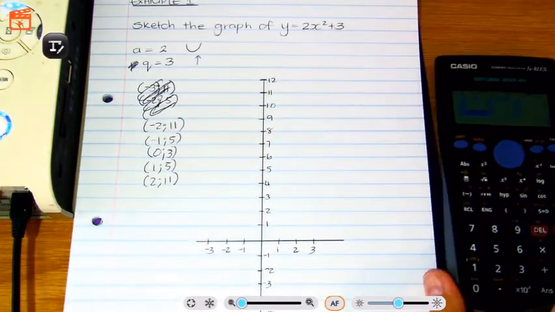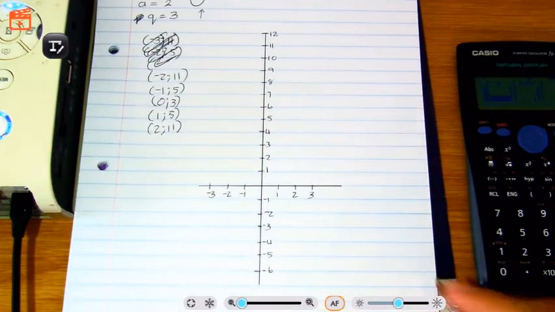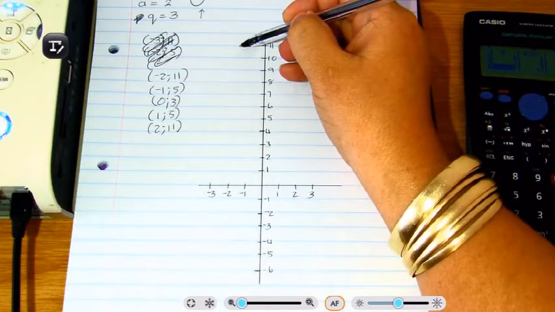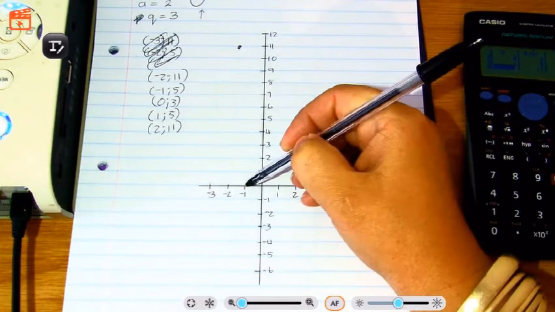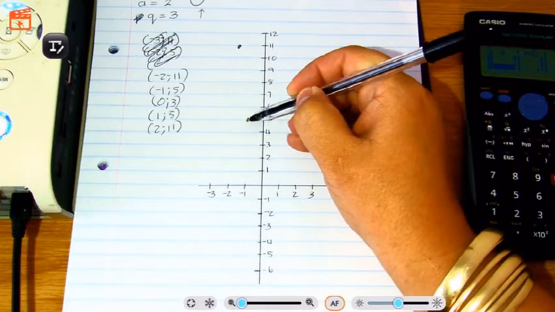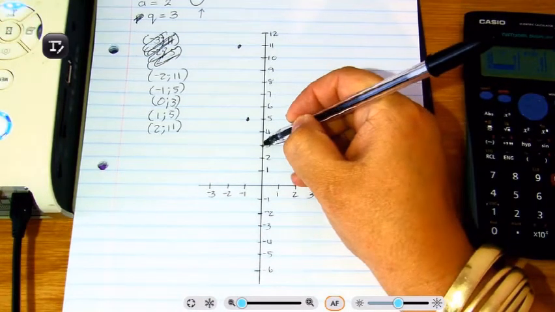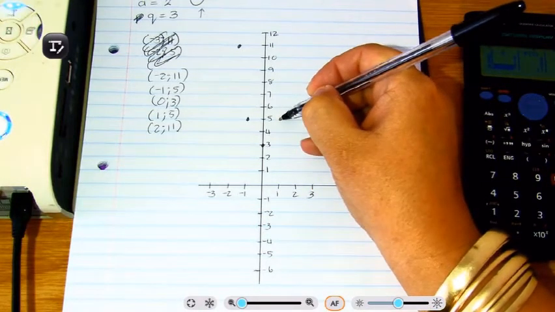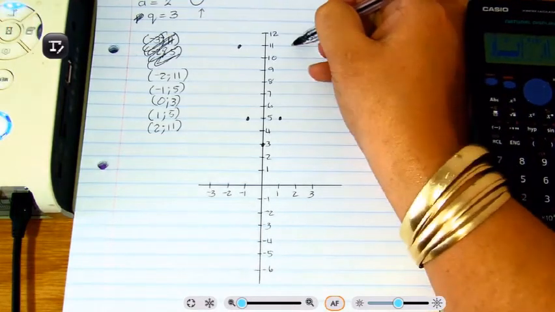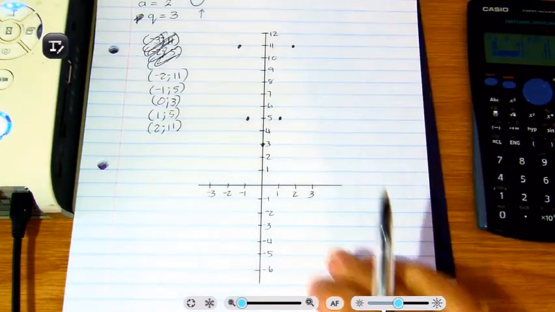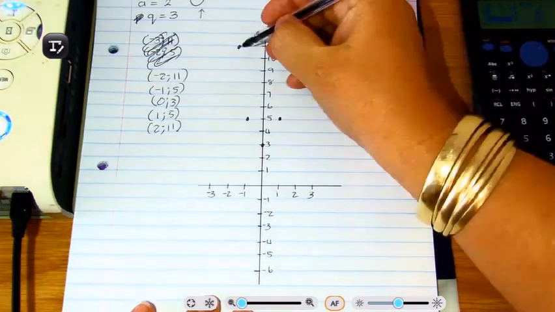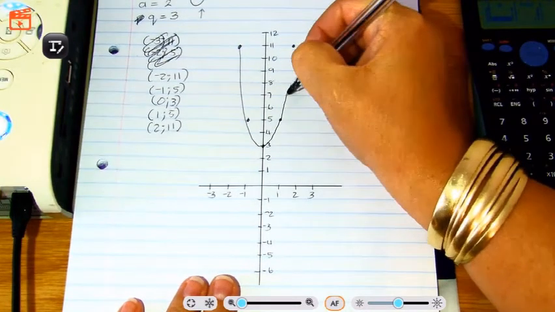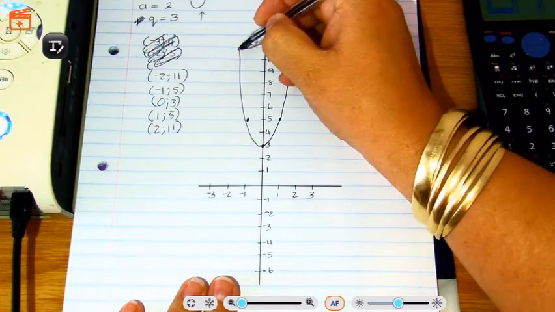And then from there, all I'm going to do is literally plot those points. So I've got -2 and 11, which is about there. I've got -1 and 5, which is there. I've got 0 and 3, which is there. I've got 1 and 5, sorry, which is there. And I've got 2 and 11, which is there. And once I've plotted those points, all I'm going to do is just form a nice smooth curve, no sharp points. And I'm going to extend it a bit and form my arrows.